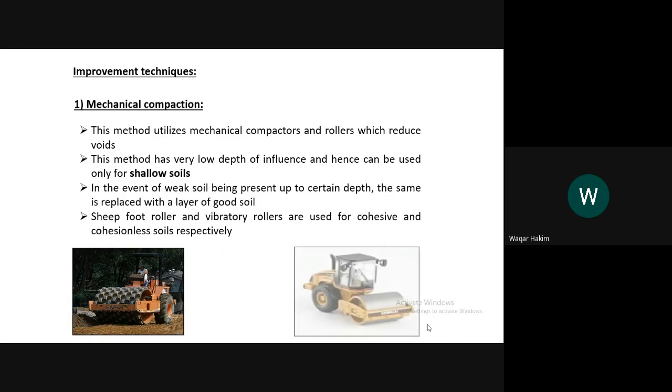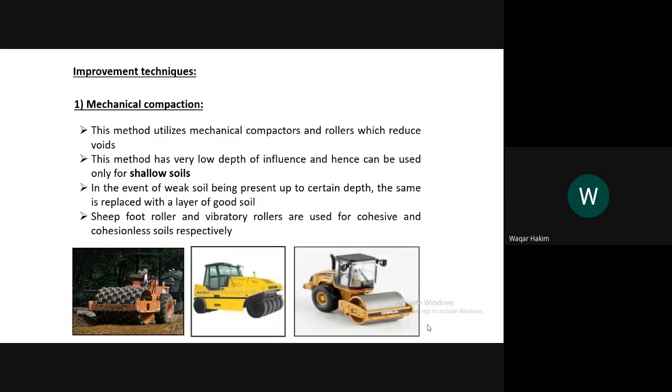So, ground improvement techniques. Number one is mechanical compaction. In mechanical compaction, we use different machinery like rollers, and this type of compaction we perform for shallow soils, like for roads. In the event of weak soils being present up to a certain depth, the same is replaced with nearby good soils. This can also be done for improvement of the soil by mechanical means. We can also use sheepsfoot rollers and vibratory rollers for cohesive and cohesionless soil respectively.